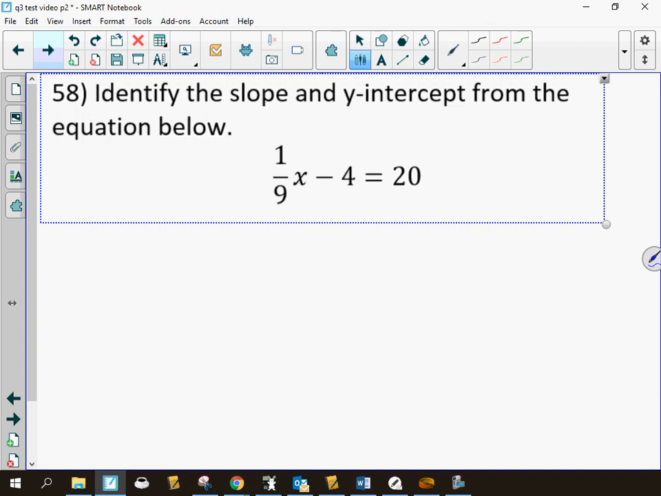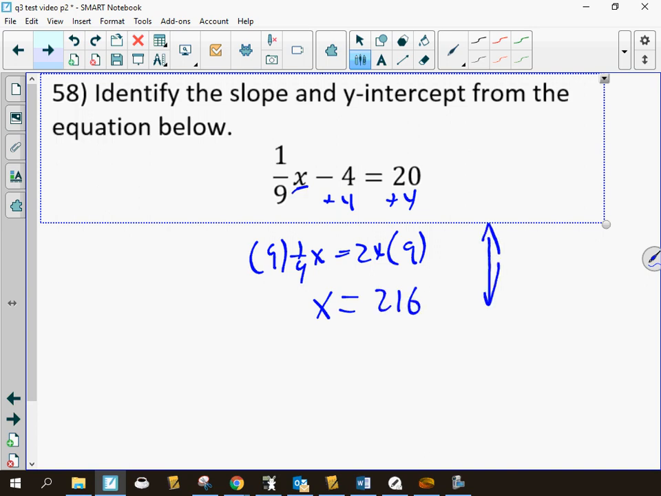All right, so this one's a little bit different because there's no y. Notice there's an x, but there's no y. So if I add 4 to both sides, it'll be 1/9 x equals 24. Multiply both sides by 9, and I'll get x equals 216. What that means is it's a vertical line through 216. So the slope, if it's a vertical line, is undefined. And the y-intercept does not exist. It never crosses the y-axis.